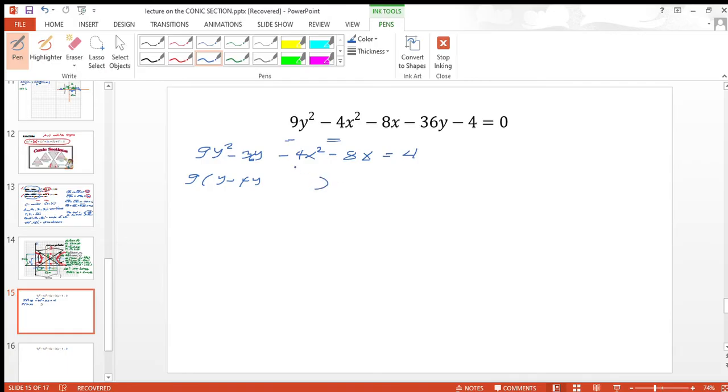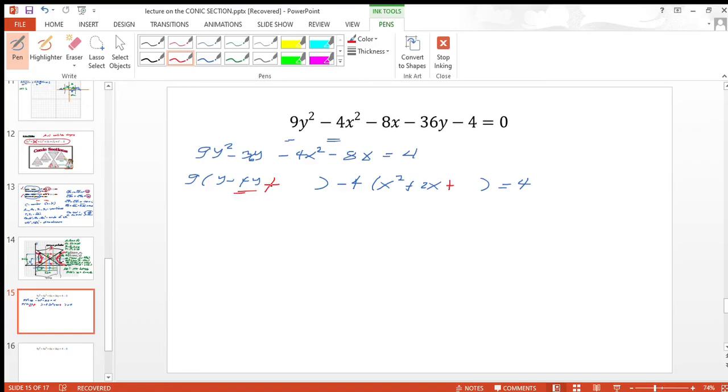And then, making the coefficient of x squared equal to positive 1, we factor out minus 4. So that will be x squared plus 2x. Again, we have factored out minus 4. And then the right side is 4. Completing now the squares. So we always add.